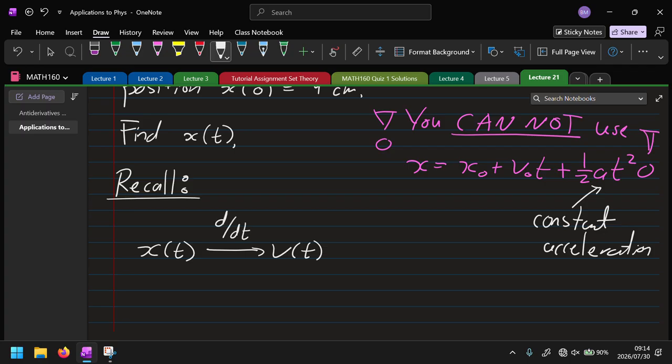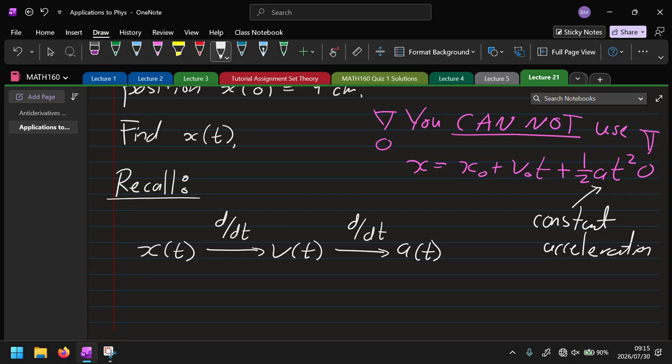So d by dt of x, that will be velocity. What's the time derivative of velocity? Acceleration. Now we've seen this before, this chain of functions. We saw it on Monday. So starting with our f, the derivative gives us f prime, derivative again, f double prime, and we can go down the chain.